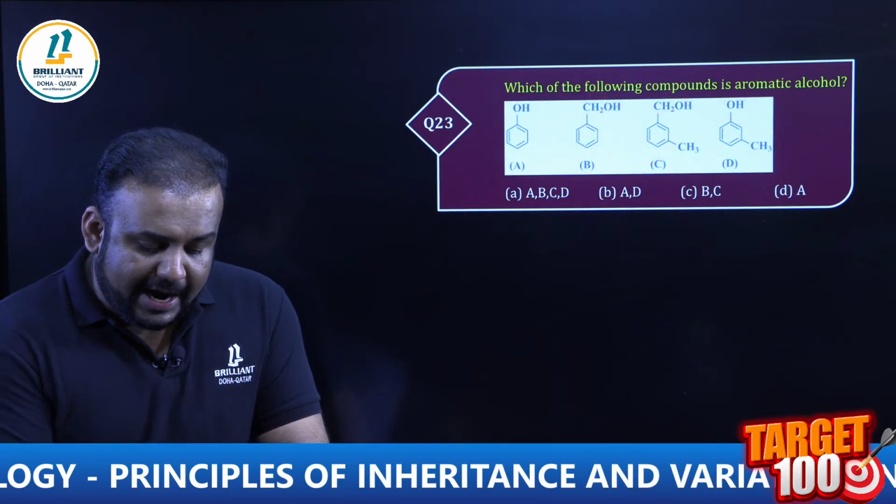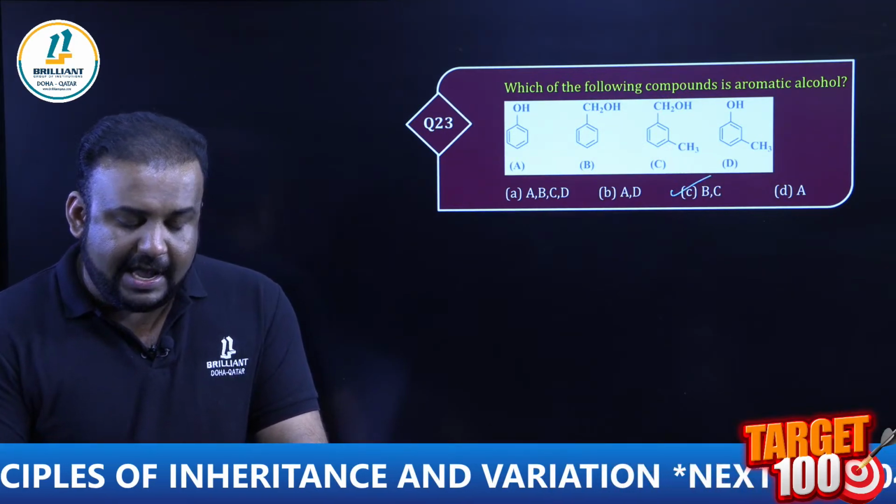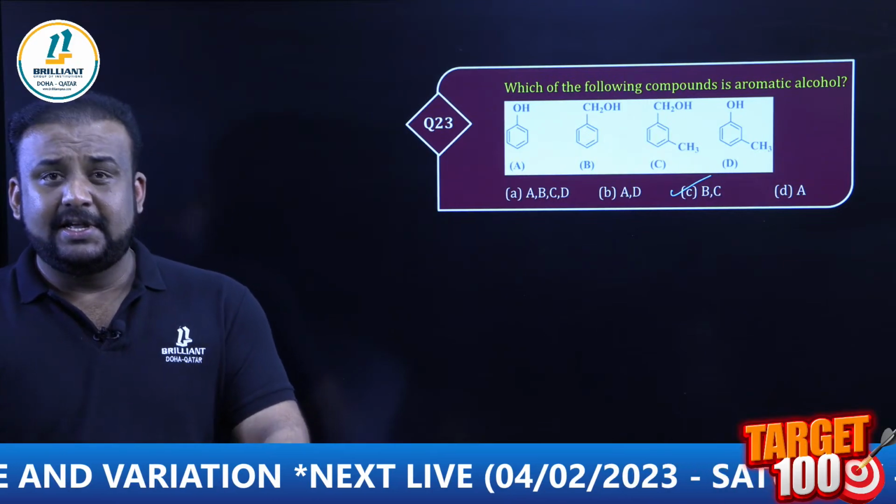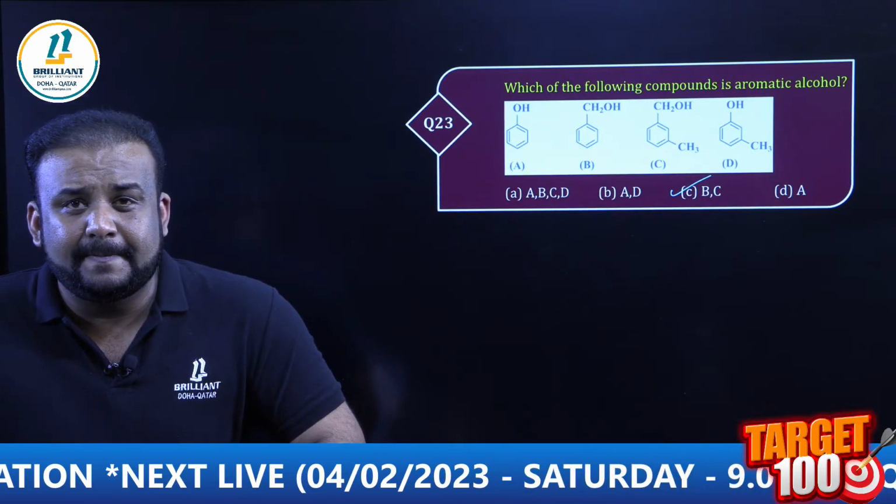Now the second one, again the same condition is satisfied. So this is also aromatic, but here it is phenolic OH. So who all are aromatic? It is B and C. So option C is the right answer. I hope it is clear to everyone.